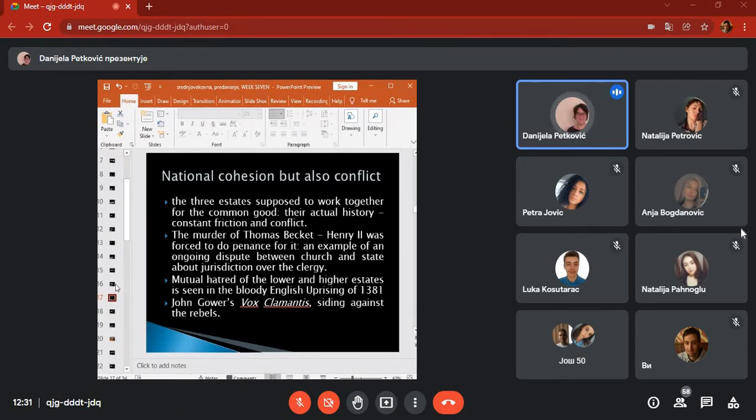A good example is the murder of Thomas Becket, when Henry II was forced to do penance for this murder. If you remember Henry II, it is still not clear whether he really gave the order, "who will rid me of this troublesome priest," whether he really gave the order to have Thomas Becket murdered or not. However, he, as the king, was forced to do penance by the religious authority, by the church leaders. And this is a great example of this ongoing dispute and the constant shifting of power from the church to the king and vice versa. So there are moments when the church is stronger, there are moments when the king is stronger.